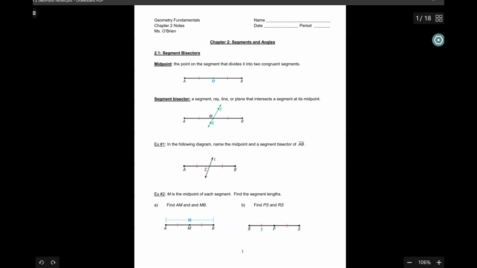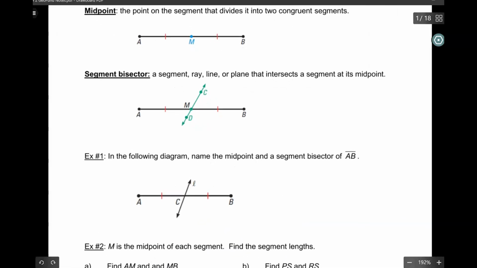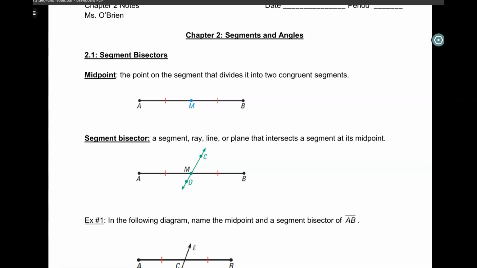Alright, here's the screencast for 2.1. So we're talking about segments and angles. A segment bisector literally cuts into two congruent parts. That's what the word bisector means. Bi is two and sector is to cut. So bisectors cut into two equal parts.